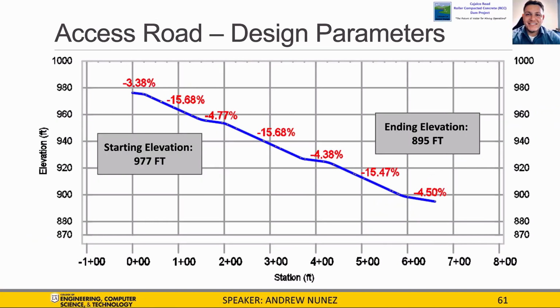Now, if you look at the graph, the blue line represents a side profile of the road moving from left to right. The starting elevation is at 977 feet right off of Eagle Canyon Road and will end at an elevation of 895 feet, which is the exact elevation of the top of the dam. We were able to design the shortest access to the dam from Eagle Canyon Road without exceeding 16% slope.